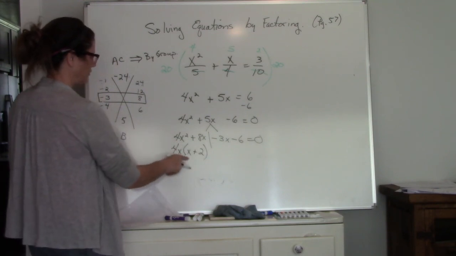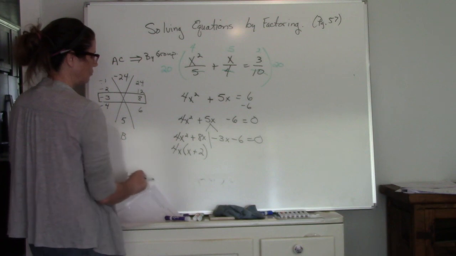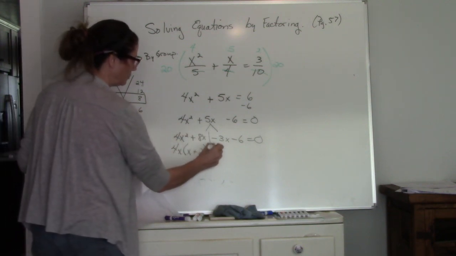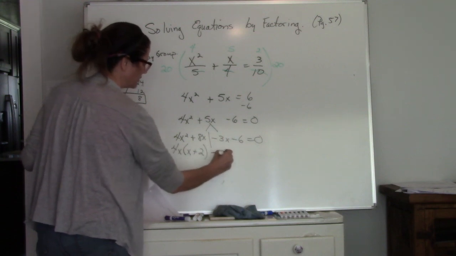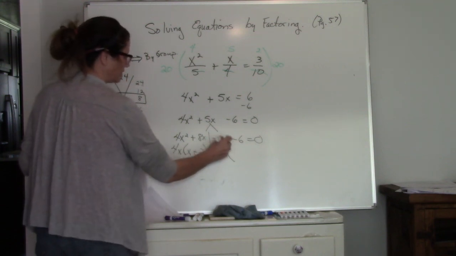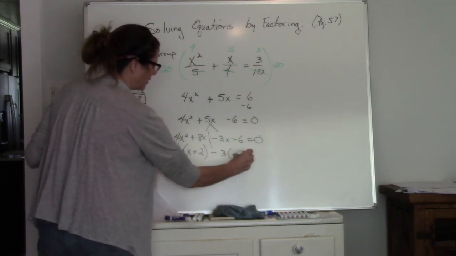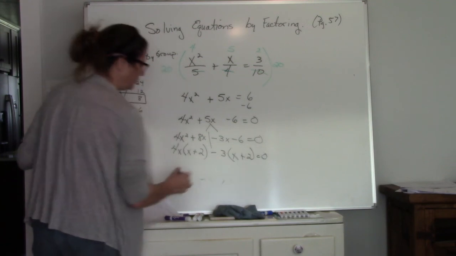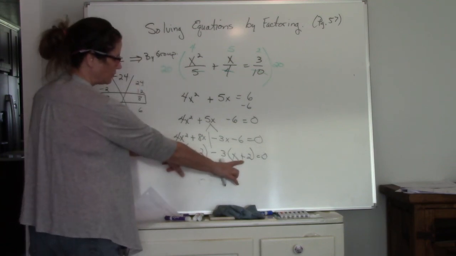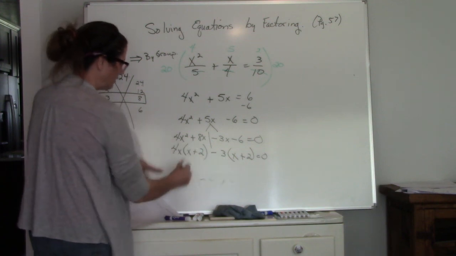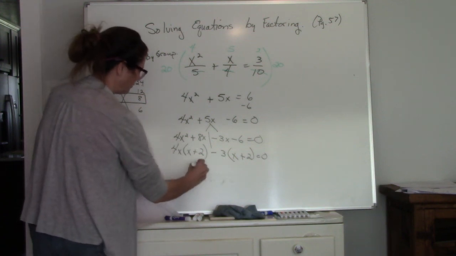So 4x times x is 4x squared. 4x times 2 is 8x. Using this negative sign, what's in common between 3 and 6 is 3. What's left, I have x plus 2 equals 0. Again, these two sets of parentheses should always be the same. Okay? So now, one more step in the factoring by grouping.